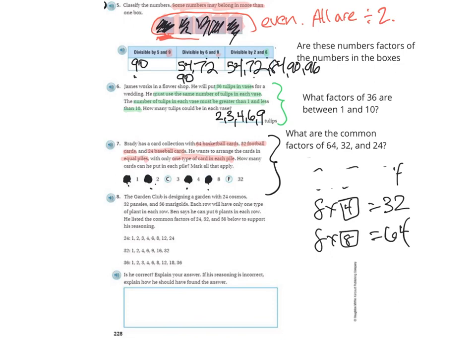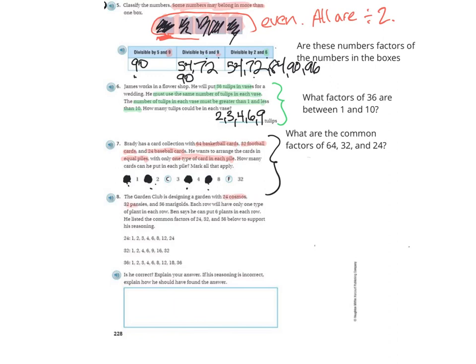All right, we are down to the last one of this page. Let's do number 8. All right, garden club, got it. Garden club, cool. All right, 24, 30 is easy. I skip right ahead of the numbers. Don't get bogged down in reading about the garden club and what they're doing. Each row, only one type of plant in each row. Ben says he can put 6 plants in each row.